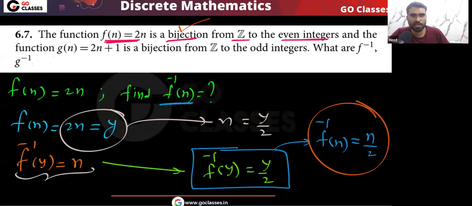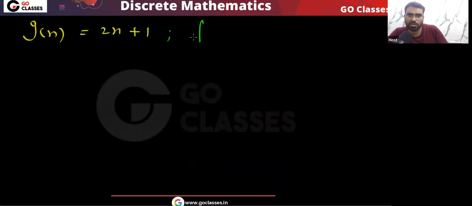Okay. Similarly, can you find g inverse? Yes, you can easily find g inverse also. Again, g is a bijection from integers to odd integers. You need to find g inverse. Let's do the same thing. g(n) is given to you, that is 2n plus 1. The question is asking to find g inverse of n.